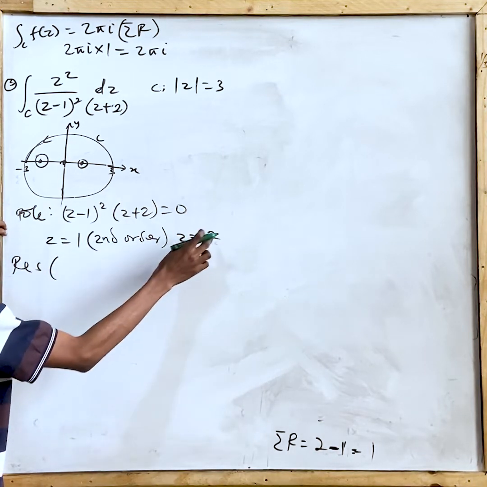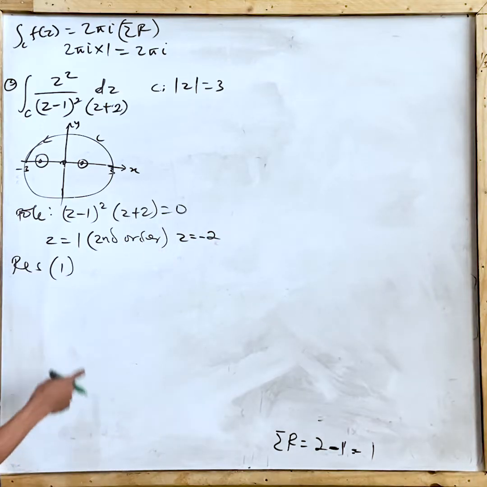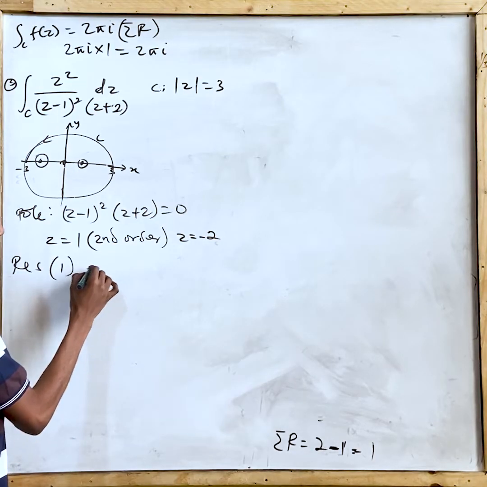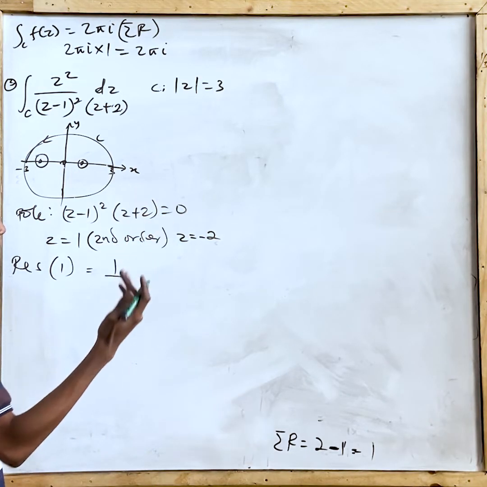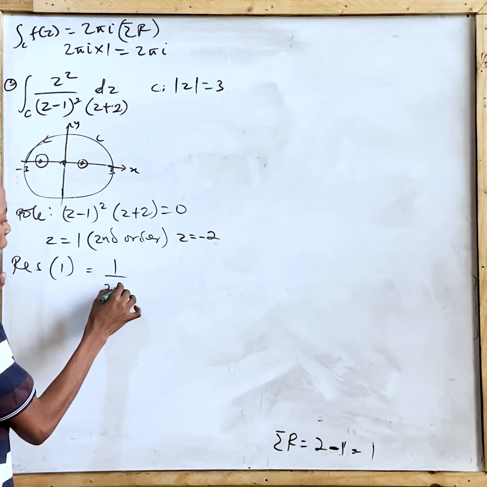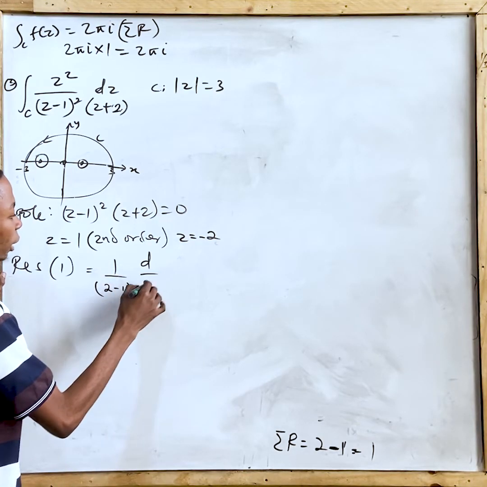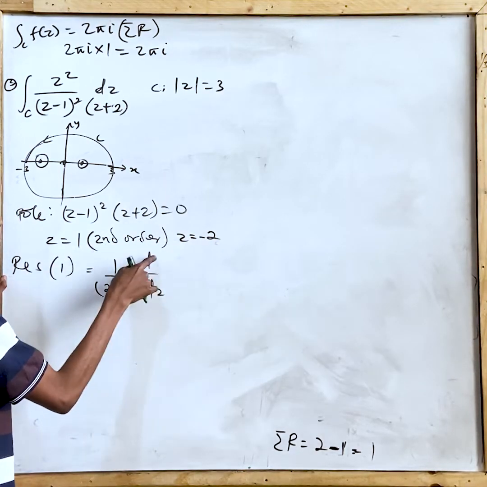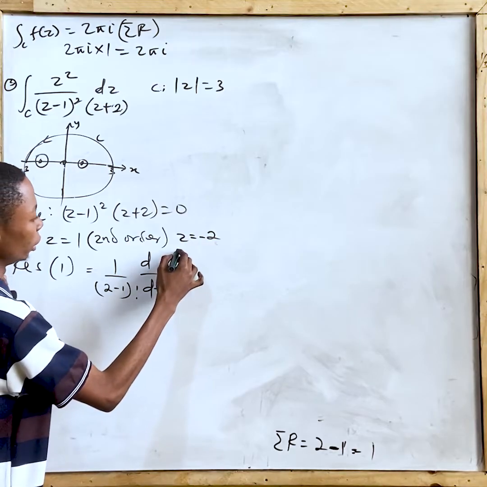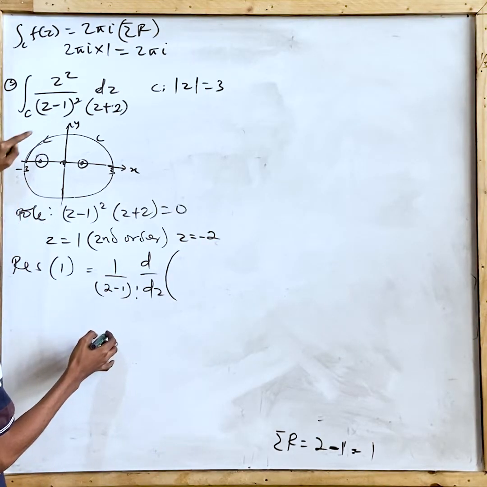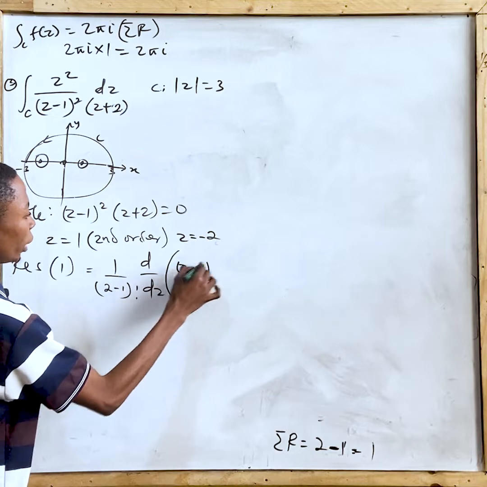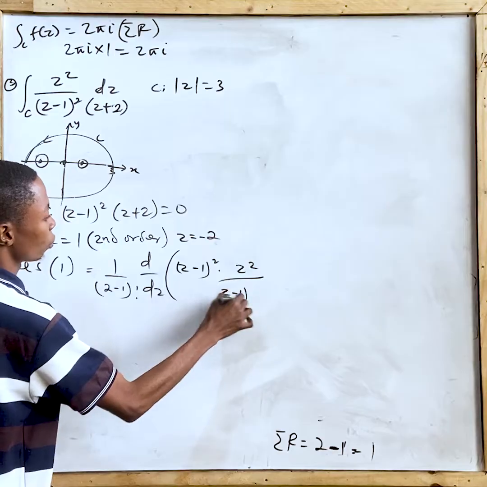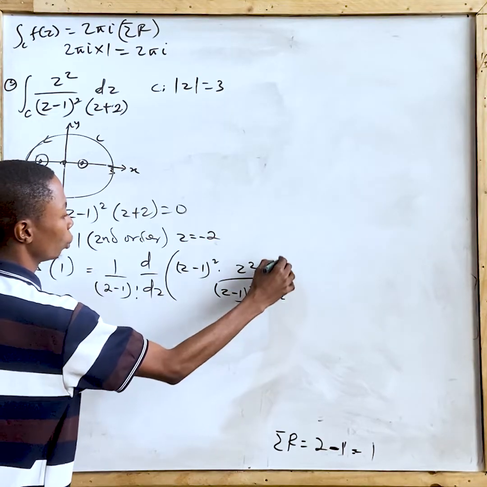So residue at 1. Because 1 is a pole of second order. And how do we find residue of second order? 1 over n minus 1 factorial will differentiate. So that's 1 over 2 minus 1 factorial d dz, because it is d to the n minus 1 and our n is 2 here. So the 2 minus 1 will be this d1 of z minus 1 all squared times f of z. F of z is z squared divided by z minus 1 squared times z plus 2.